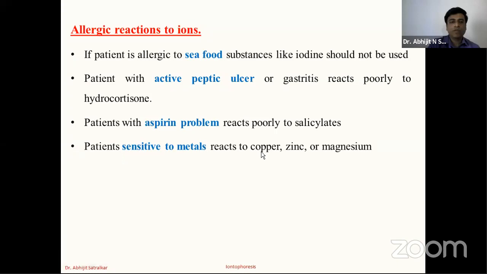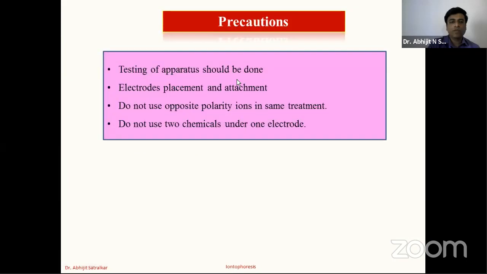Now, what precautions can we take for this treatment? Testing should be done properly. Electrode placement and attachment should be observed properly. Check if the electrodes are loosely fitting, if there is no proper contact with the skin, and whether the polarity of the electrode is proper or not. We should not use opposite polarity ions in the same treatment. This might cause competition within the ions themselves, and they might cross react under the skin. Do not use two chemicals under one electrode. Again, it might cause competition within the ions. That means if the ions are getting more saturated below the electrode, that might cause irritation to the skin and can damage the skin.